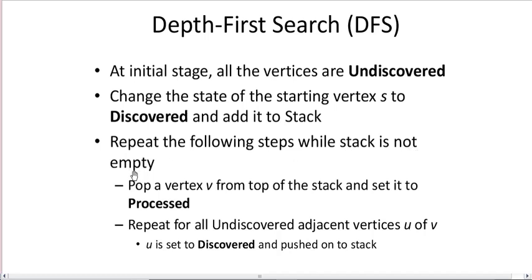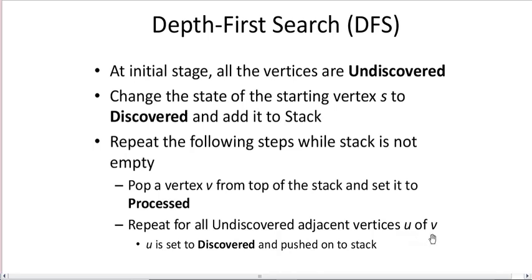Same step as the top of the breadth first search. Pop a vertex V from the top. There it was a queue, so we used to delete from the front side. Here we would be deleting from the top of the stack and set it as processed. After that, repeat for all the undiscovered adjacent vertices U of V.